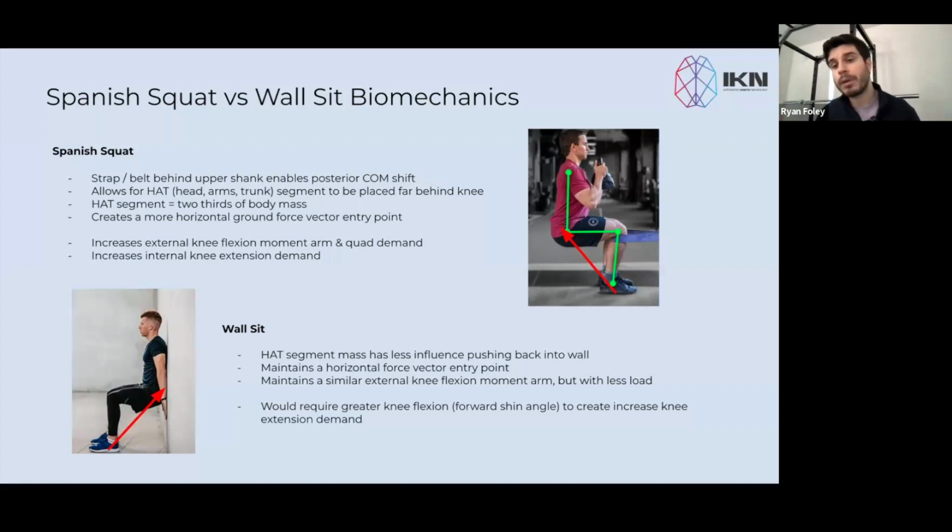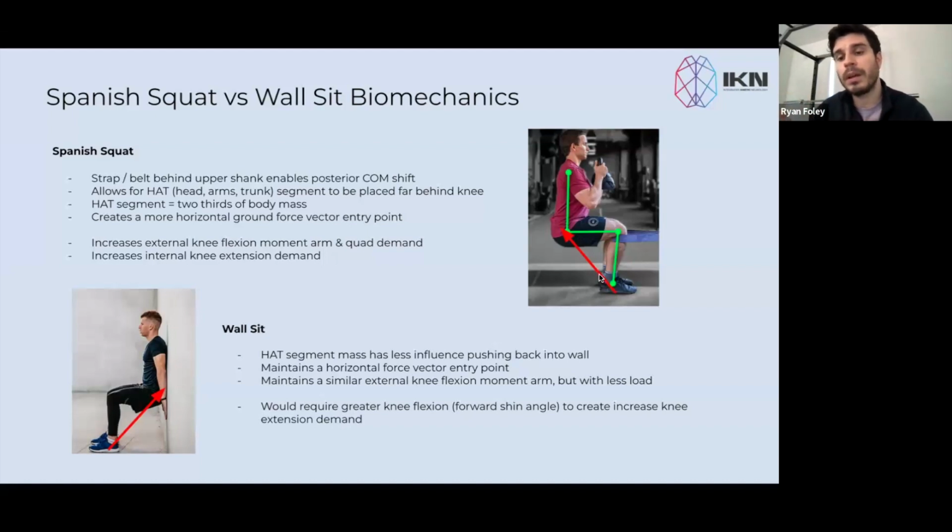The entry point of the ground reaction force is going to be much more vertical there. So it's going to run almost parallel to the shin or slightly behind. And what that's going to do as a result is reduce the knee extension moment arm, so it's going to reduce the demand on the knee extensors. It's not going to run parallel to the shin, but it will run slightly behind it, but not as far behind as you see here.